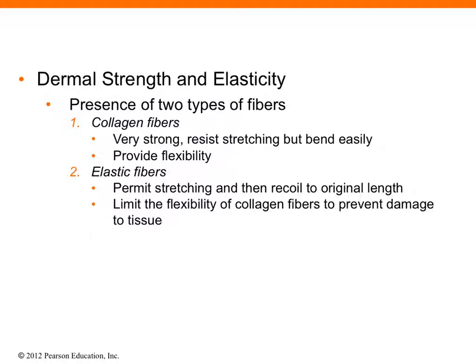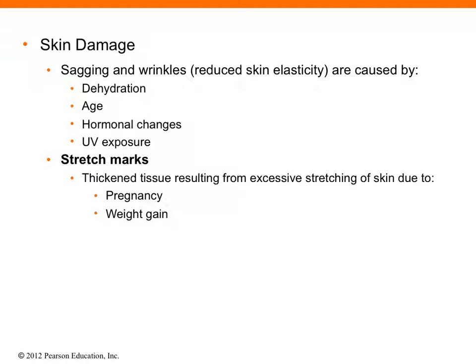Dermal strength and elasticity is due to the presence of two types of fibers. Collagen fibers, they're very strong, they resist stretching, but do bend easily. And then elastic fibers permit stretching, then recoil to their original length. Skin damage can include sagging and wrinkles, and it can be caused by dehydration, age, hormonal changes, and UV exposure. Stretch marks, on the other hand, are thickened tissue resulting from excessive stretching of skin. That can be due to pregnancy and weight gain.